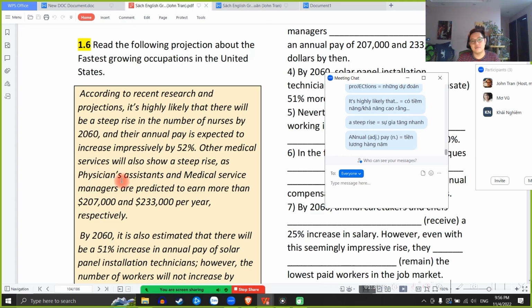Other medical services, những cái dịch vụ mà y học khác cũng sẽ có được một cái sự gia tăng mạnh, bởi vì physician assistant là người phụ việc á, cái người mà giúp việc, cái người phụ việc á, cho bác sĩ á.